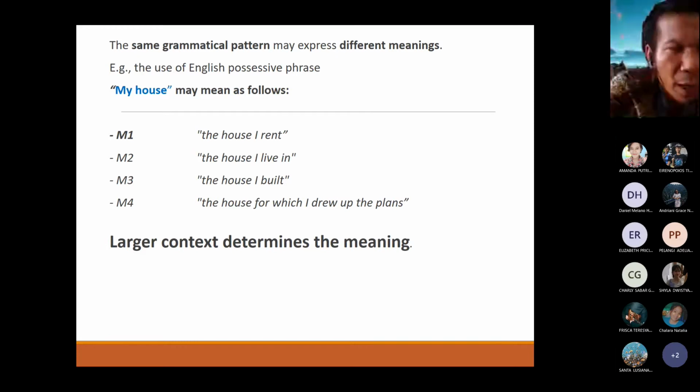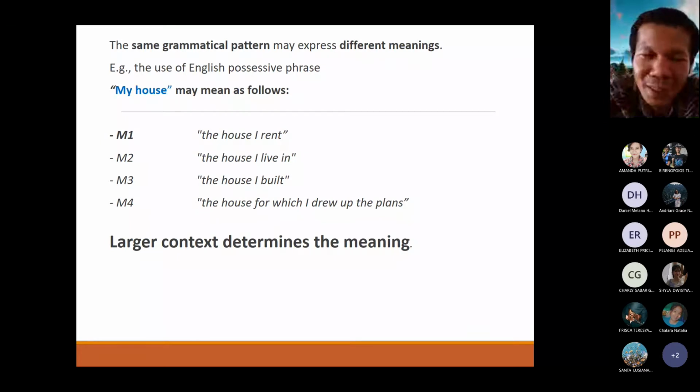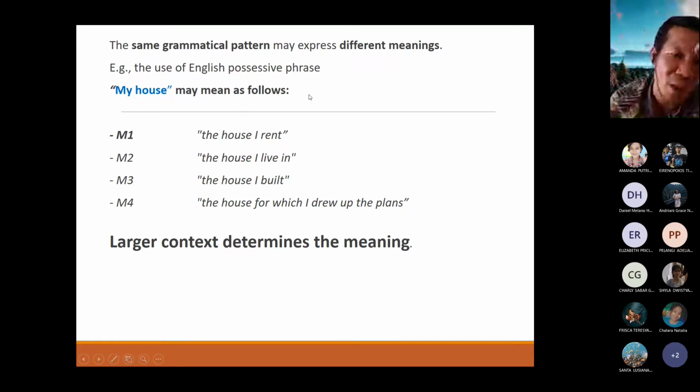While we are studying about language, we also study that the same grammatical pattern may express different meanings. This is the example of the use of the possessive pronoun my. For example, my house may mean as follows. While someone says my house, in someone's mind, the first thing that comes to his or her mind is the house that he or she rents. Or the second thought, the house she lives or he lives in. Or the third meaning, the house she built or he built.